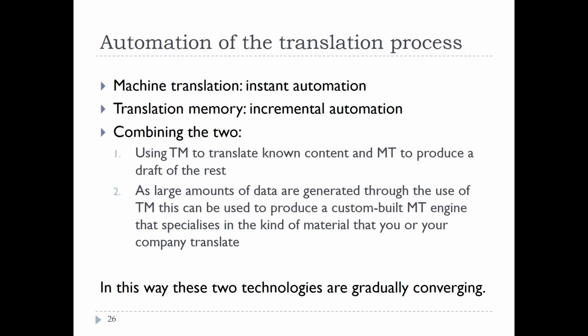Now, this process, which does allow you to translate, or frequently allows you to translate a lot faster, will generate a large amount of data through the use of the MT and the TM, and this can then be used to produce, ultimately, a custom-built machine translation system that will specialize in the type of text that you have been translating. So while I've been at pains to keep these two types of translation technology, machine translation and translation memory, separate throughout this presentation, it is important to remember that they are in fact gradually converging.